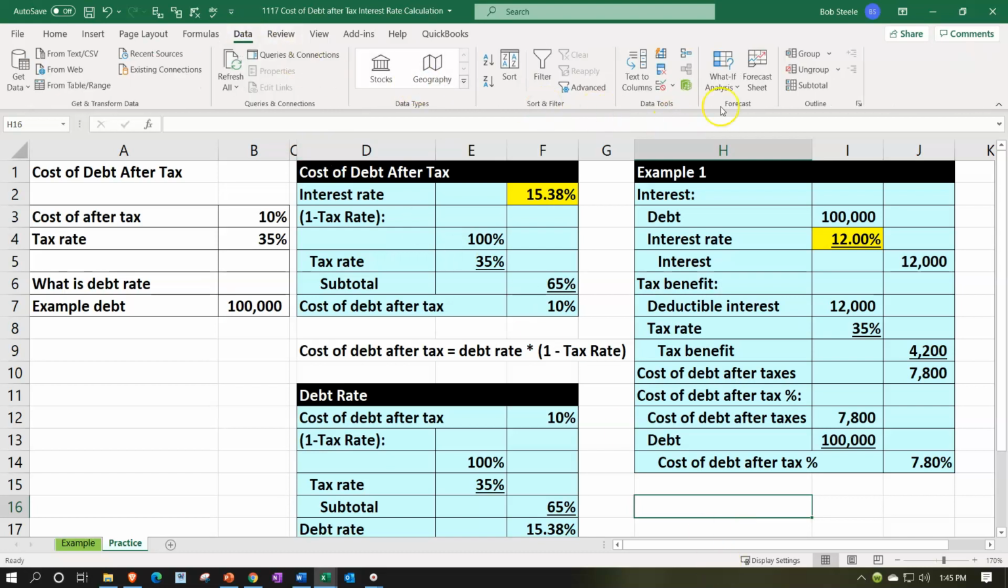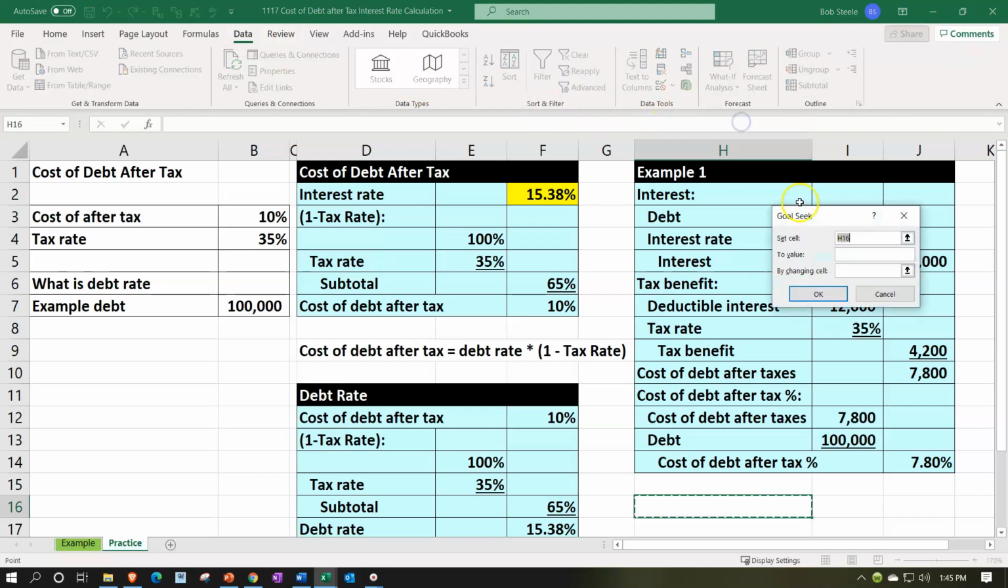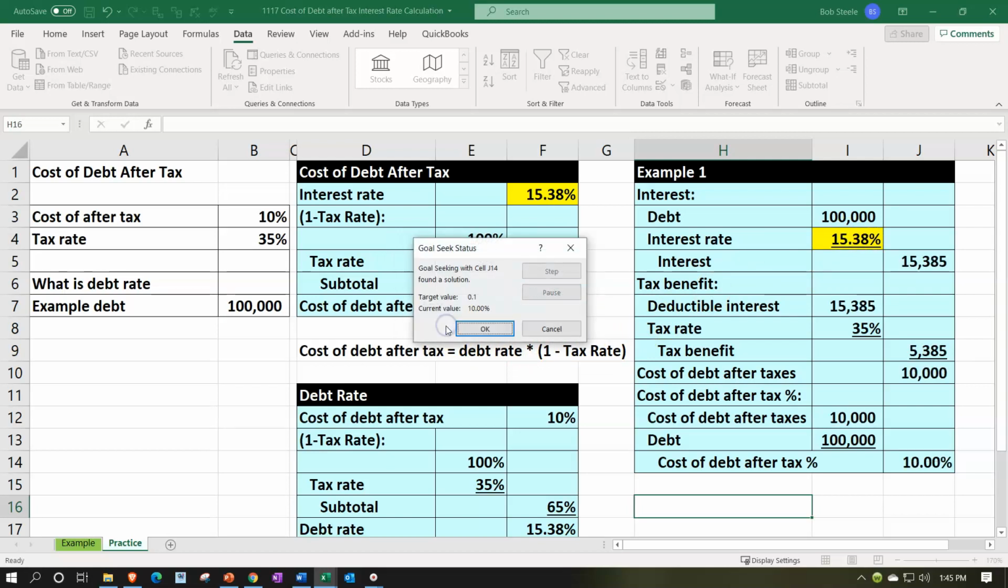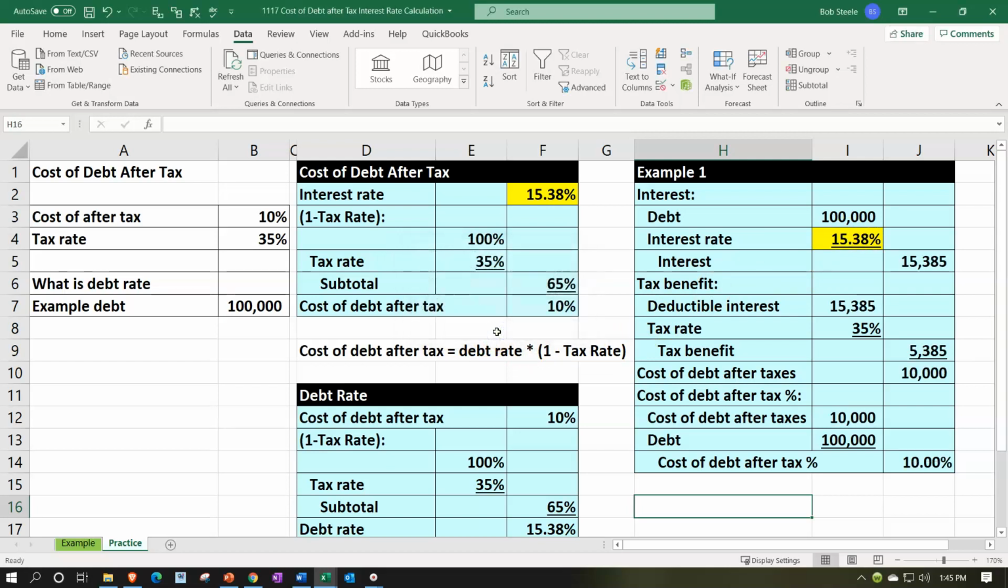We're going to go GoalSeek, what if, GoalSeek, and we'll just say, let's change this cell to be 0.1 by adjusting this cell and say, okay, let's do it. And there it is. It's been done. We wanted to do it and now it's done. So there it is on the 10%.